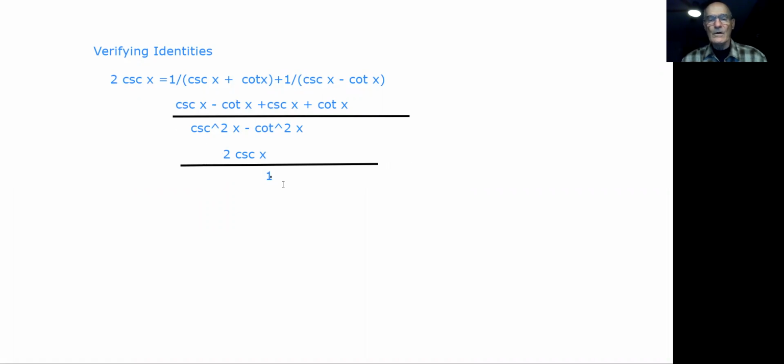Now, that's the whole concept of verifying identities. You're using your trig identities, your reciprocal identities, your quotient identities, and your Pythagorean identities to make the right side look like the left side or to make the left side look like the right side, okay?